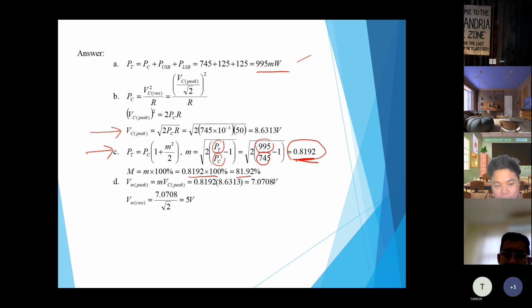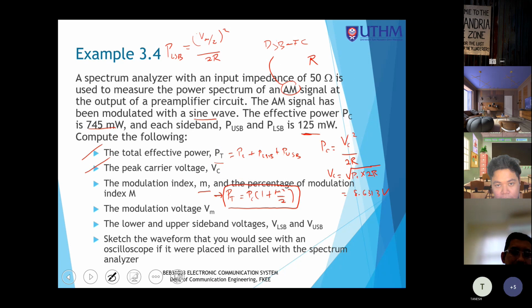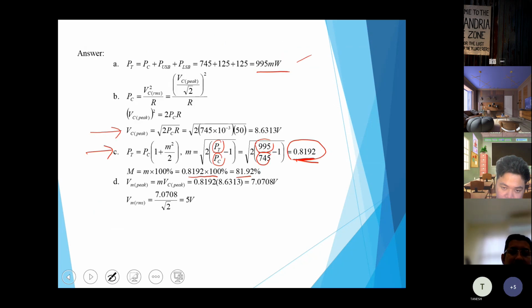81.92%. Okay. And then what? The next question asks you to find the VM. So kita boleh cari VM berapa? So VM adalah bersamaan dengan ni.